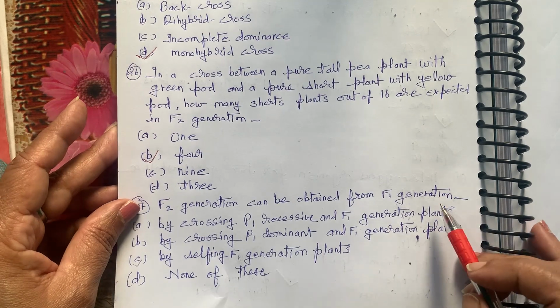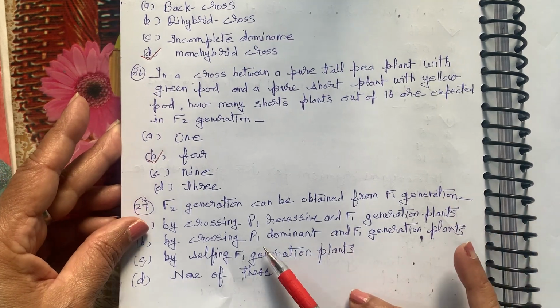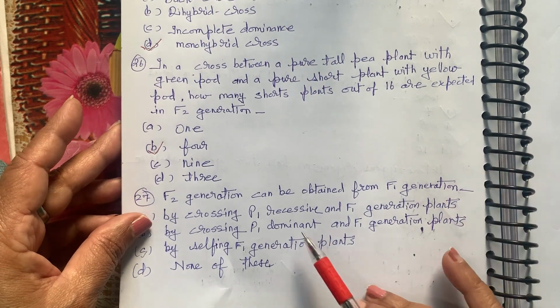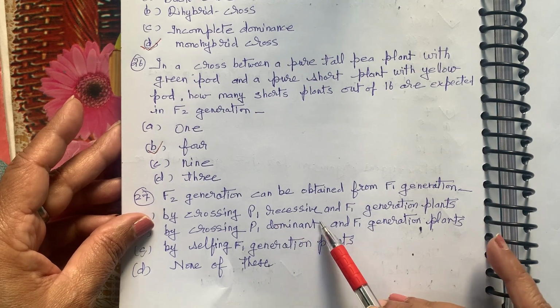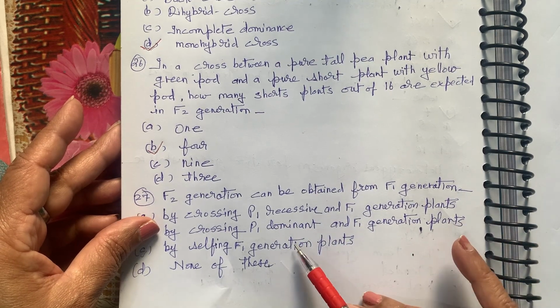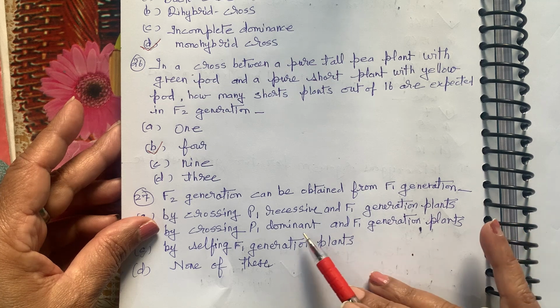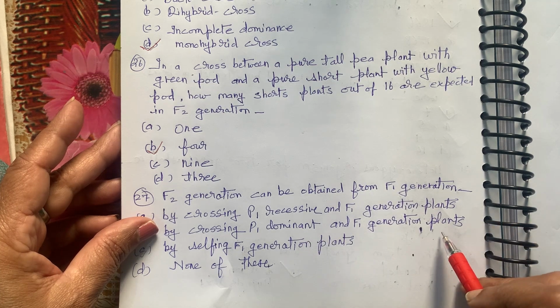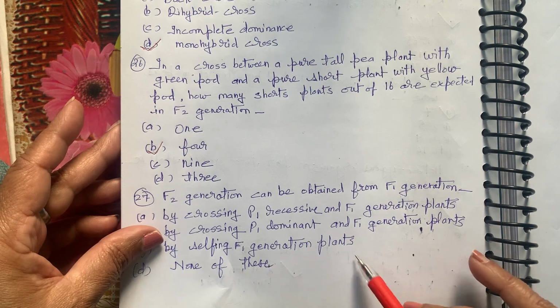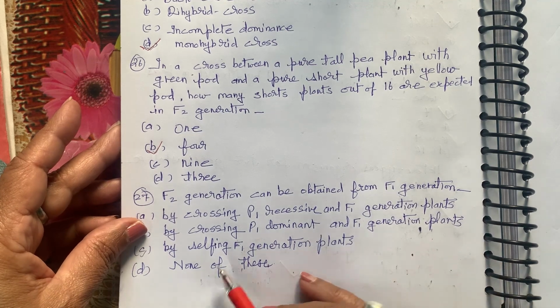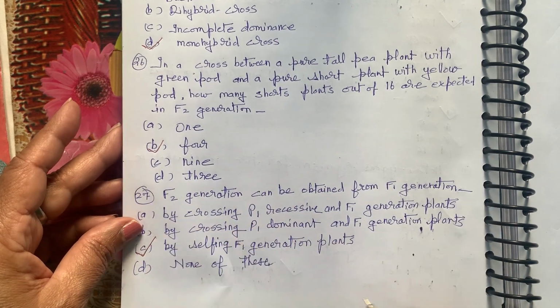F2 generation can be obtained from F1 generation by crossing parent recessive and F1 generation plant, by crossing parent dominant and parent dominant, and F1 generation plants, by selfing F1 generation plants. Correct option: by selfing F1 generation plants.